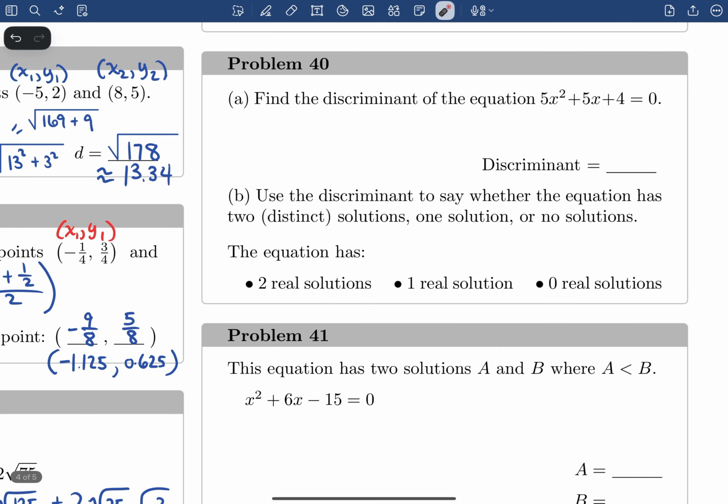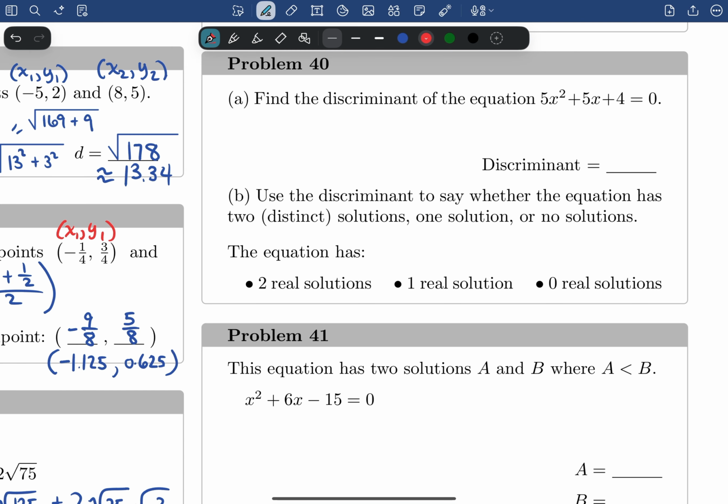Now, problem number 40 says find the discriminant of the equation, 5x squared plus 4x plus 4 equals 0. Here's a reminder about the discriminant, which we learned about in section 9.3. The discriminant is a part of the quadratic formula. The quadratic formula is x equals negative b plus or minus the square root of b squared minus 4ac all over 2a, and it helps us solve all quadratic equations in this world. It's amazing. But the discriminant is just the stuff inside the square root. It's the b squared minus 4ac stuff, okay?